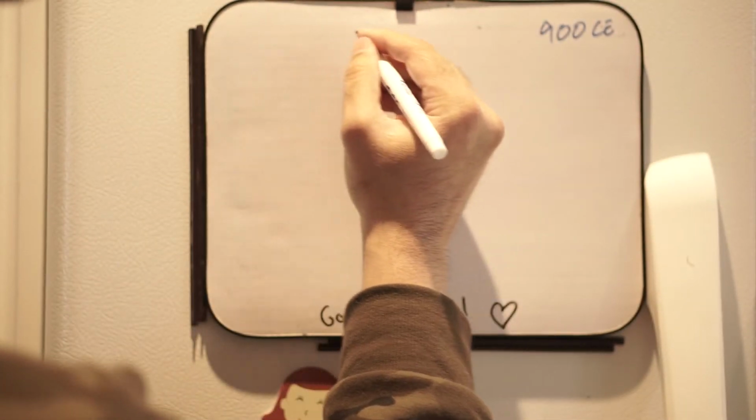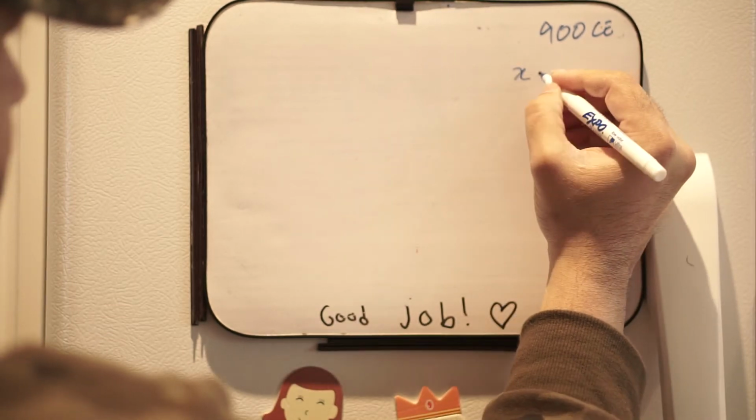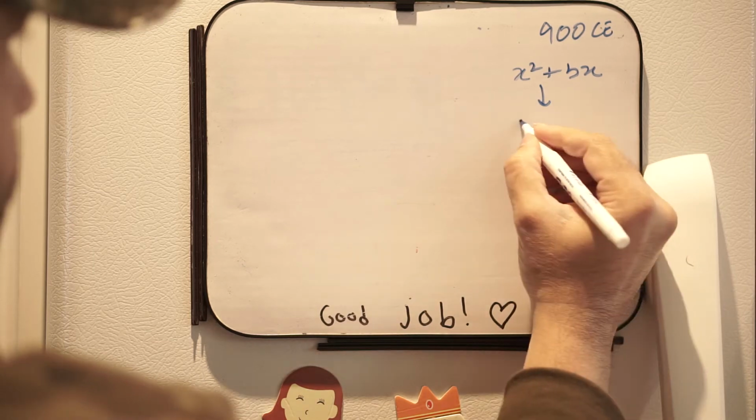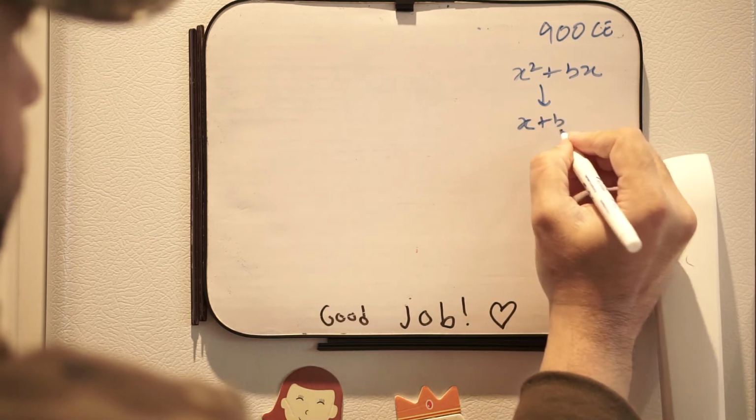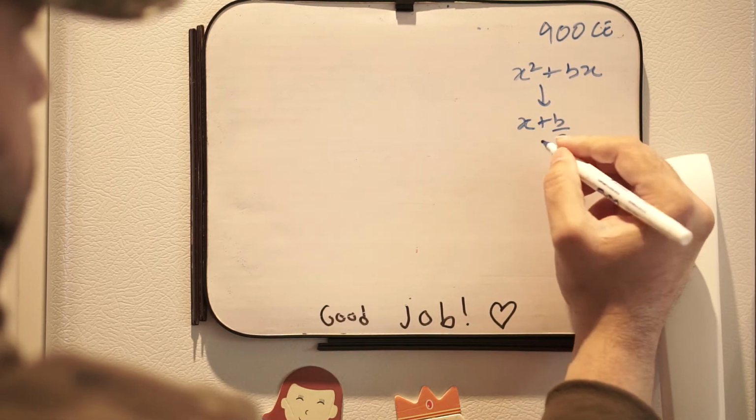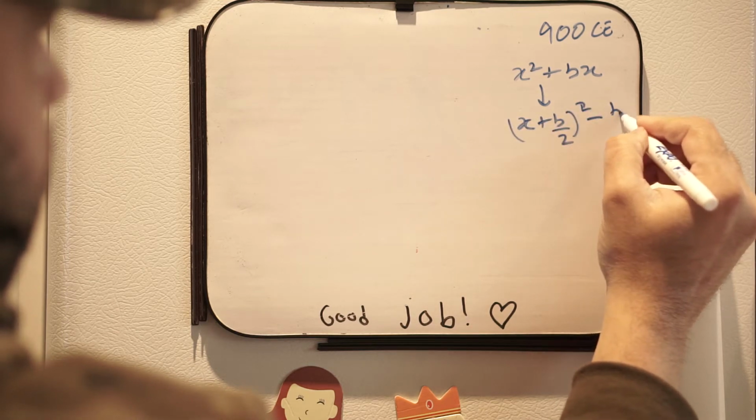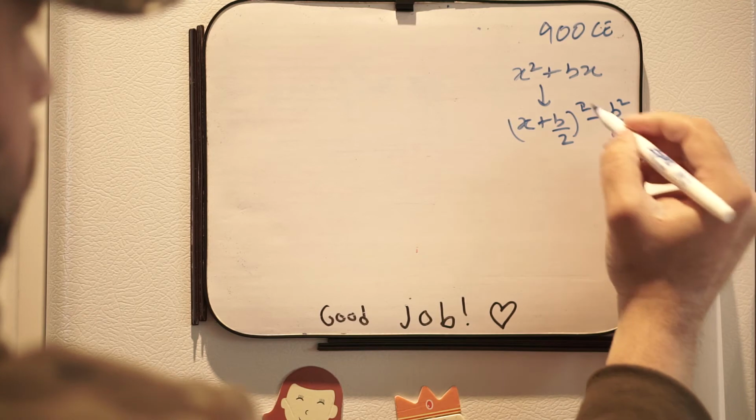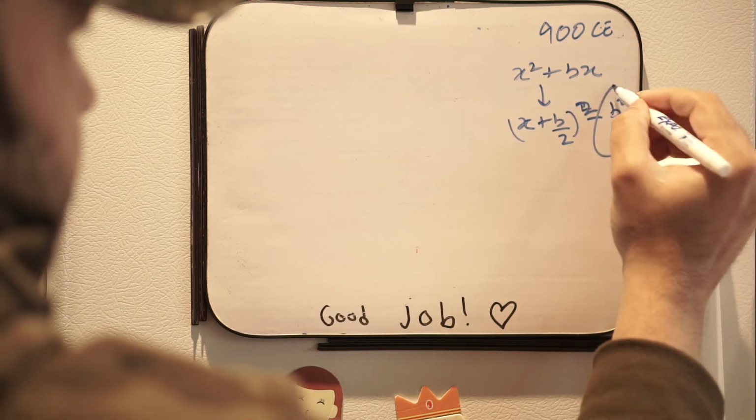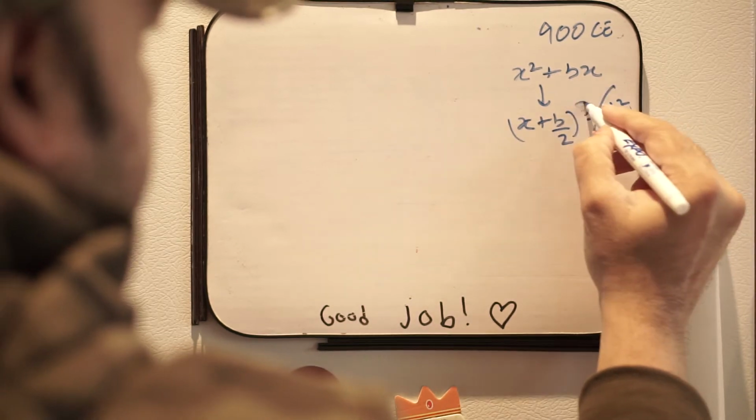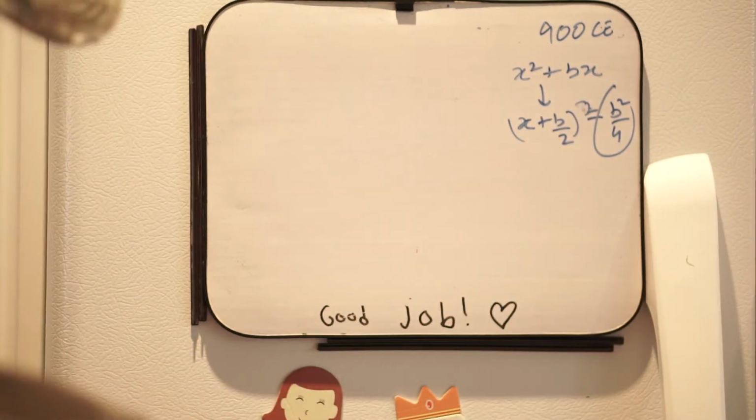So the equation that we just did was something like x squared plus bx. That's what we broke down into x plus b by 2 whole square minus b squared by 4. So this right here is the missing corner of the square that is x plus b by 2.